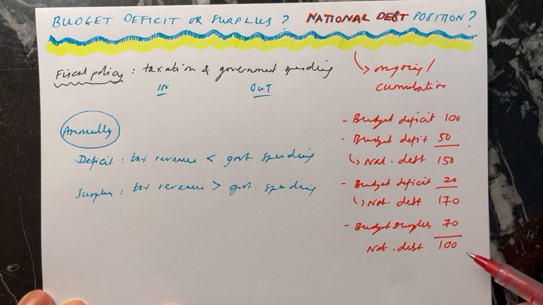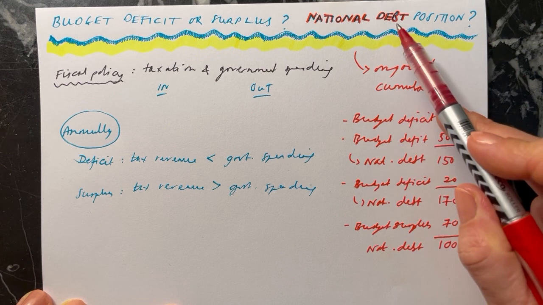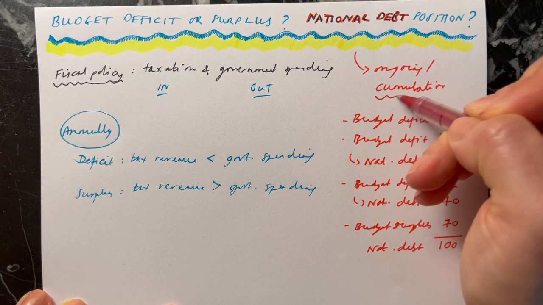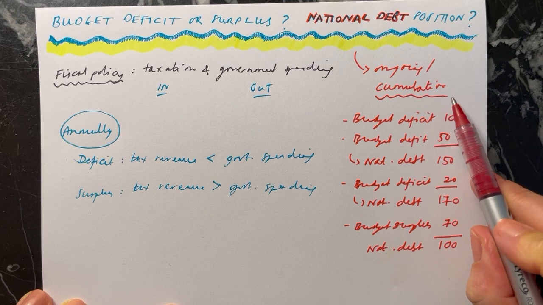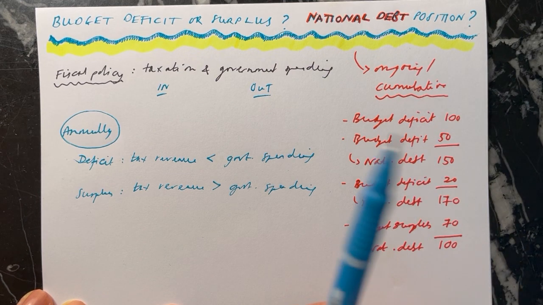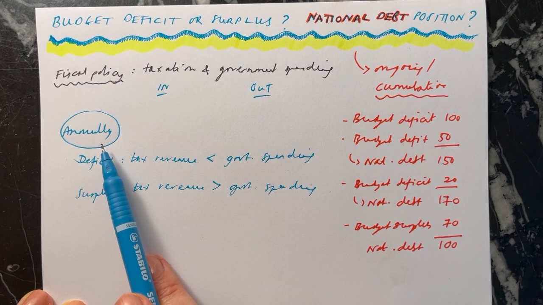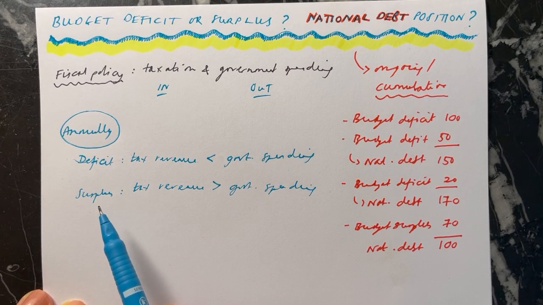And you can look at economies to see overall what's their national debt position. Have they got a lot of money that they're owing to other countries? It's really important to know that if you're looking at national debt, this is cumulative. It's over time. It's adding up and sometimes getting smaller. Whereas if you're looking at whether you have a budget deficit or budget surplus, this is worked out annually. So each year, have you got a deficit or a surplus in that year?